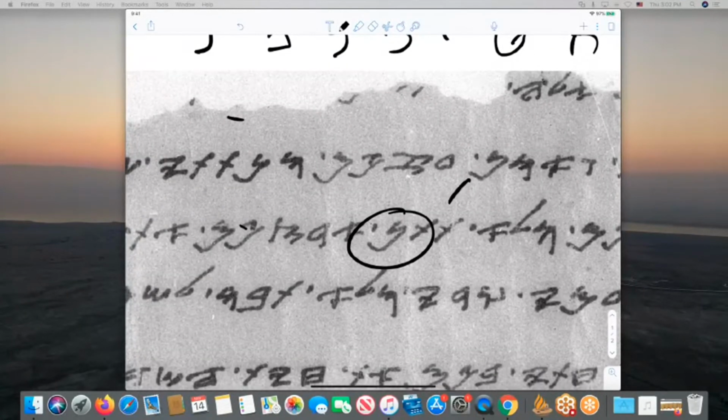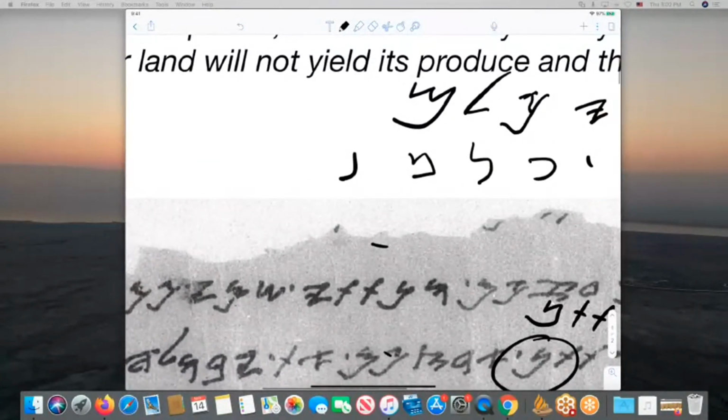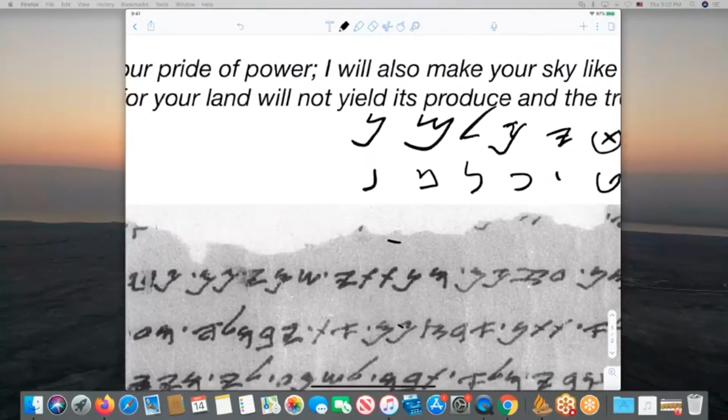So this is Tav, Tav, Nun. Titen. It's kind of like a Mem, but it has less of a squiggle up top.